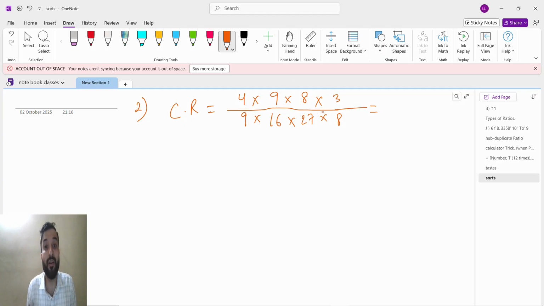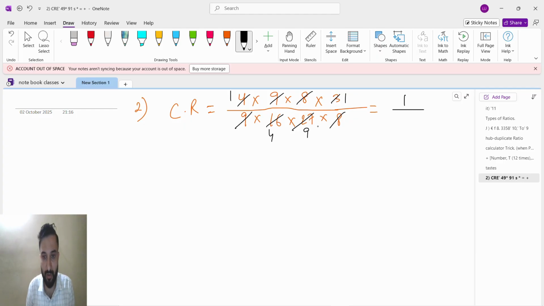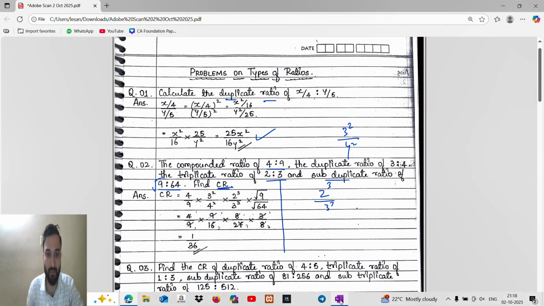So what we will do? We will cancel. See, 9 will get cancelled. 8 will get cancelled. 4 1s are 4, 4 4s are 16, cancelled. 3 1s are 3, and 3 9s are 27. Right? This will get cancelled. The numerator is 1, divided by denominator 4 9s are 36. So 1:36 is the correct answer. Correct answer, guys. Correct answer is 1:36.